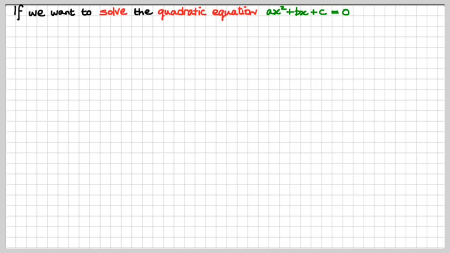If we want to solve the quadratic equation ax squared plus bx plus c equals 0, okay? You're thinking pain and anguish. Well, we can complete the square as follows. Now, I'm going to do this for you. I'm going to do the pain and anguish. You don't have to do any of this. Just sit back and watch. And I'm going to show you a result which is going to be very, very useful.